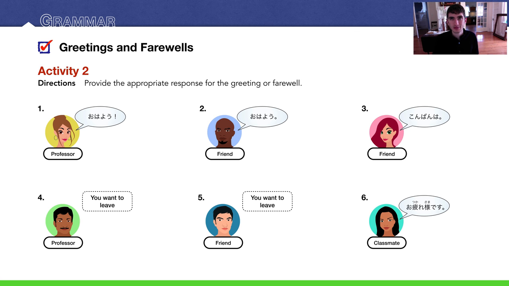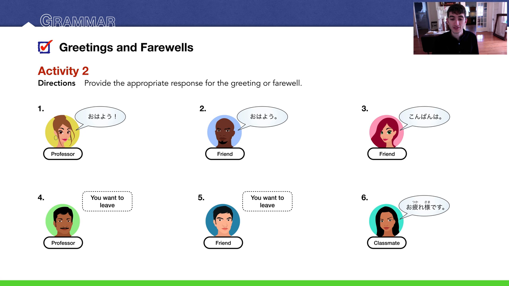Now, this is maybe, I guess, a trick question. It's just konbanwa. There's no formality, right, when it comes to the phrase good evening. Konbanwa. Number four, you want to leave and you're with your professor. You should say, shitsurei shimasu.